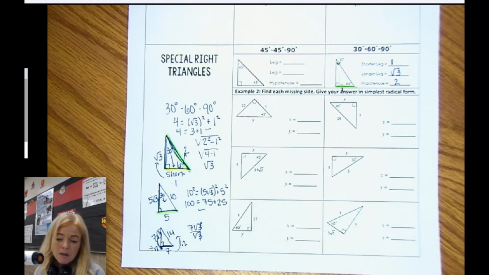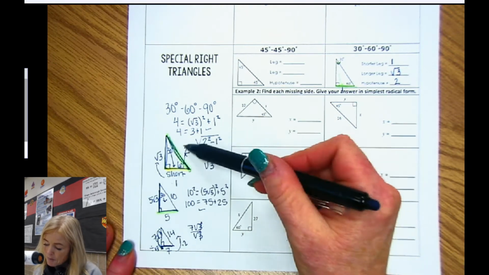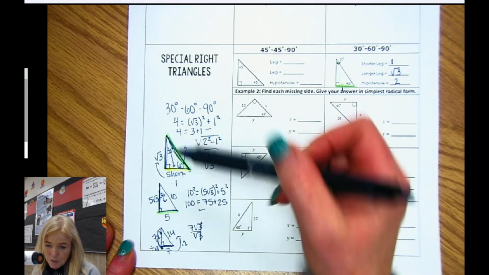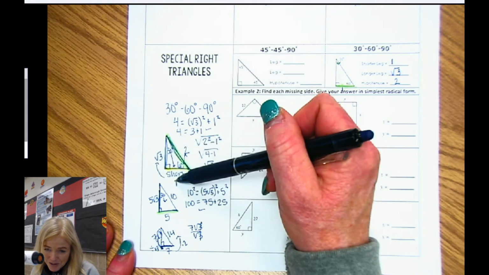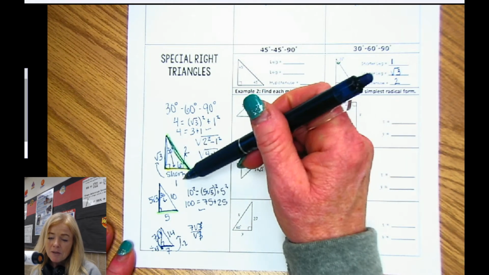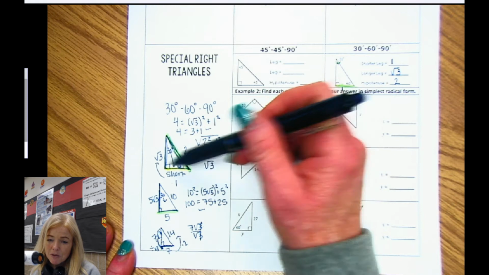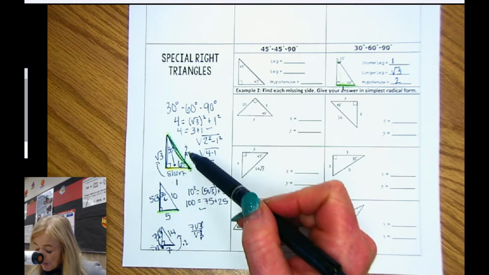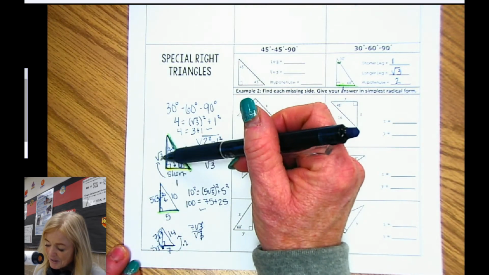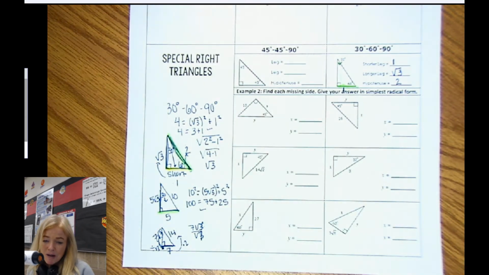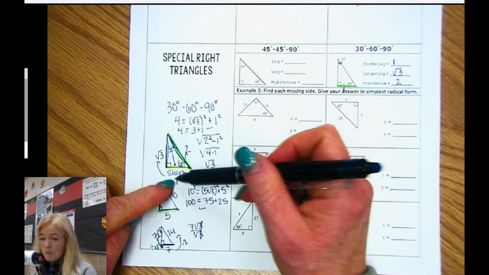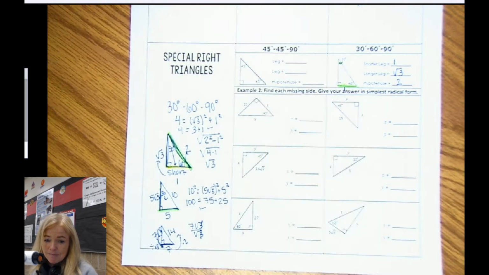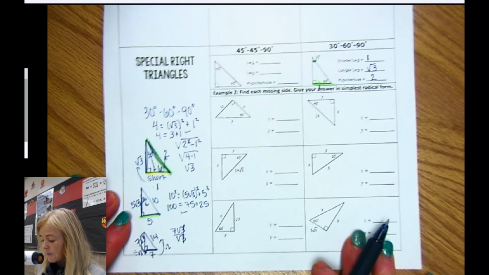All right? And if you're going back from the hypotenuse back to the short leg, of course, you would divide by 2. If you're going back from long leg to short leg, you would divide by radical 3. And if you're going short to long, you would multiply by radical 3. And if you're going short to hypotenuse, you would multiply by 2. And that's what you do every time. Multiply to go up, divide to go back, just like we did with the 45s.